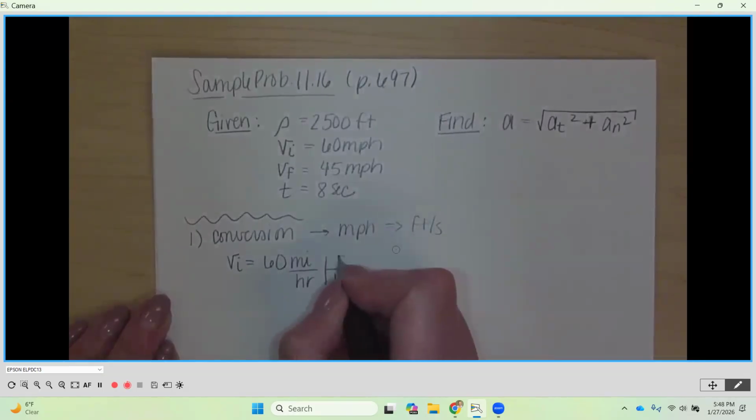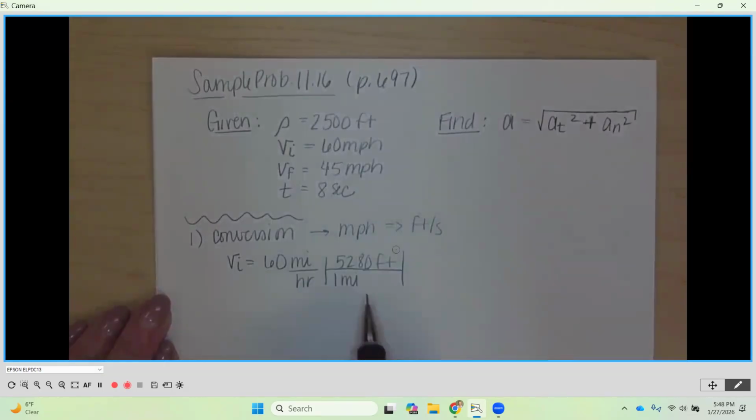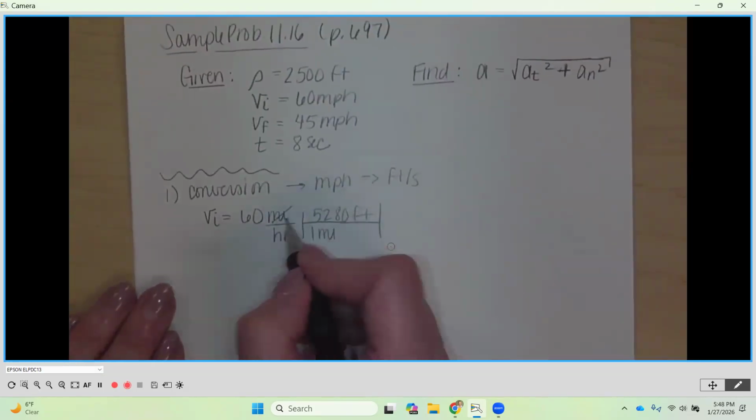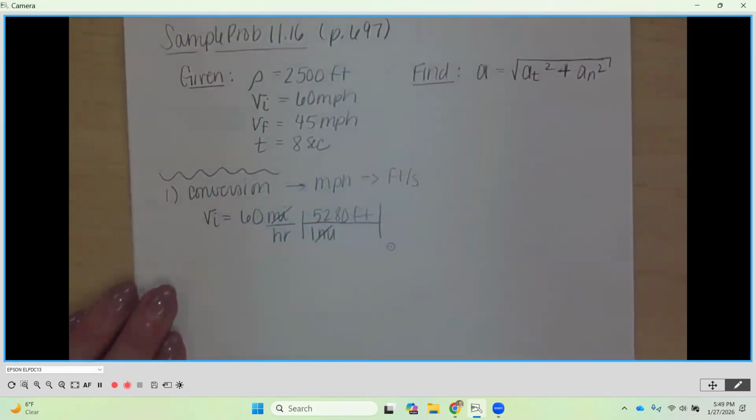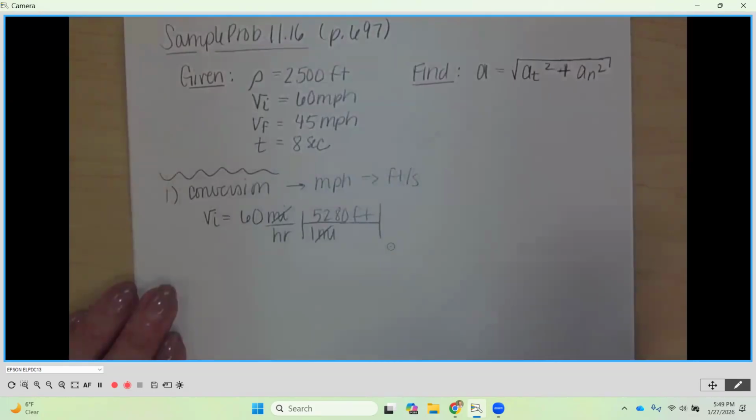we are going to do 1 mile, with miles on the bottom and 5,280 feet on the top. So miles cancel. Make sure you do the cancellation. Sometimes I get students that write this out and they never cancel out a unit. I'm like, no, no, no. Make sure you do that because you want to be sure that you have the right stuff left over.